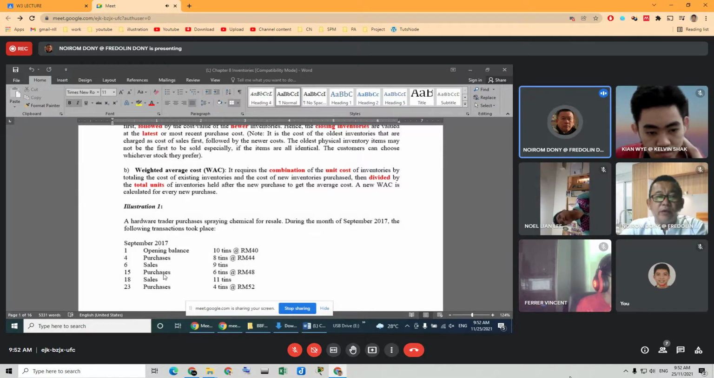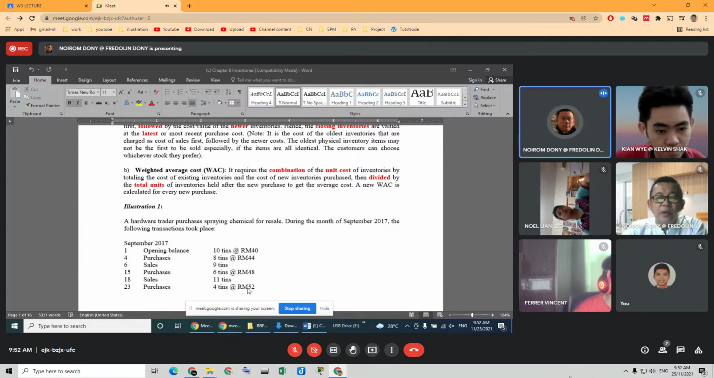Then after that, on the 15th, we bought another 16, and the price is 48, much higher. And on the 18th, we have a sale of 11 tins. So again, we have to decide what is the cost of the 11 tins that we sell, because we have three prices in. When we sell this one, we have a few left, isn't it? So we have to select. Then on the last day, we bought another 14.